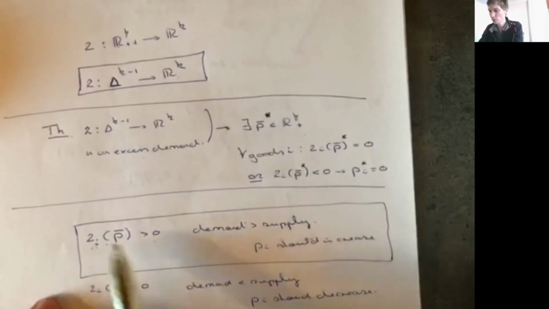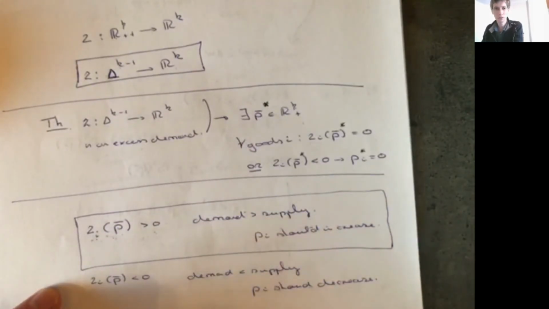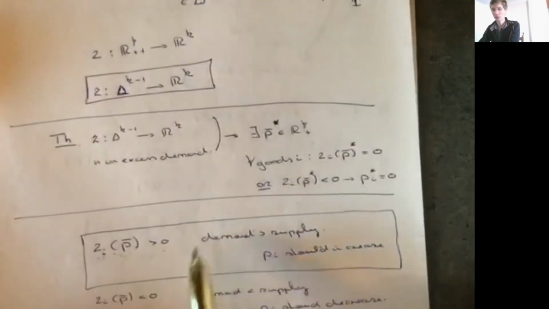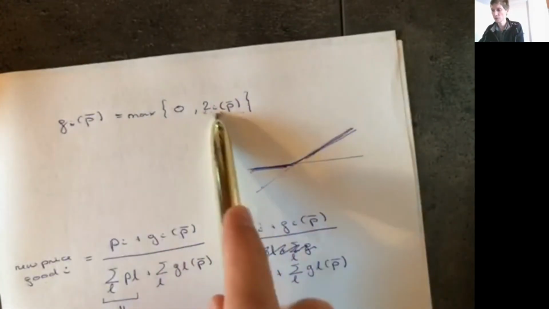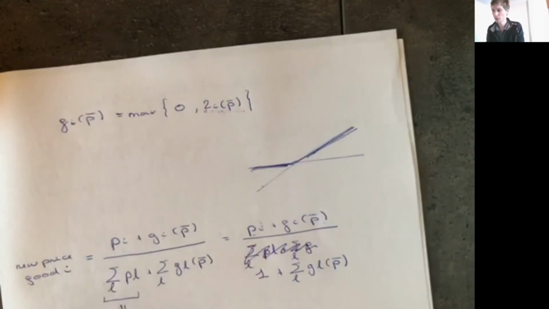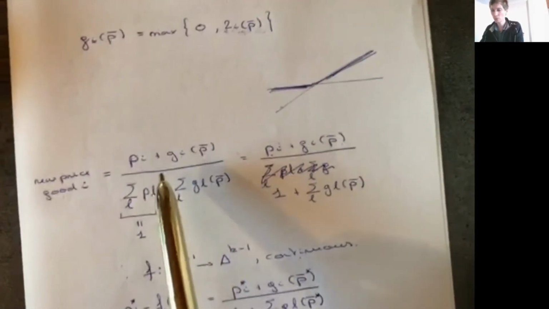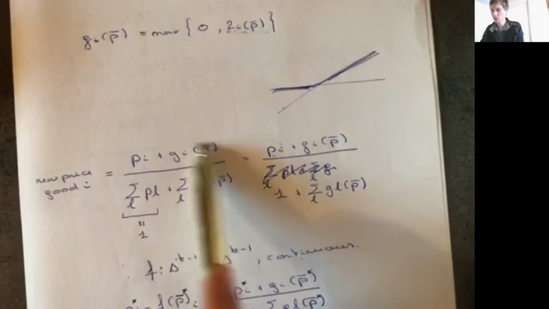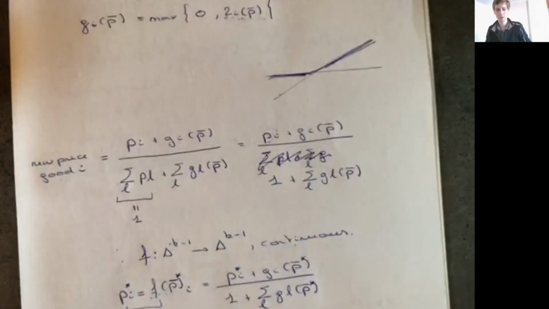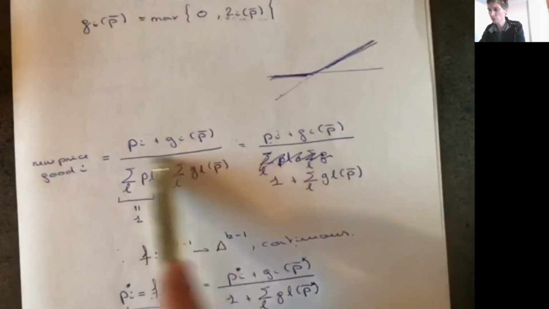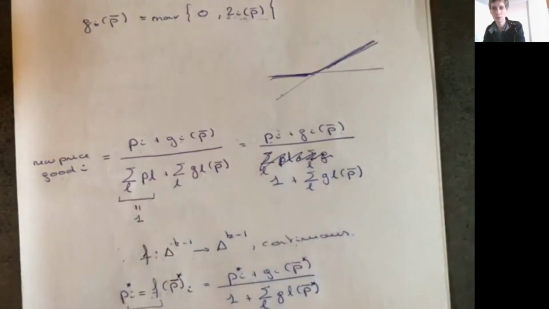Okay, so how did we go? Well, we said intuitively if the demand is bigger than supply, then the price should increase. So we're going to make a function that takes prices to new prices, and we're going to increase the prices for all the goods that have an excess demand bigger than 0. So we define this function g_i(p) that takes the maximum of the excess demand for good i and 0. Then we can take the price and add g_i to it in order to get a new price. But in order to get a new price that is normalized, we have to divide it by the sum of all these new prices. And this is what we're doing here.